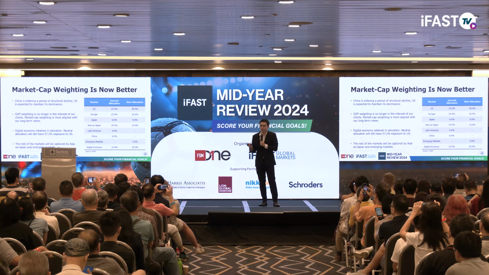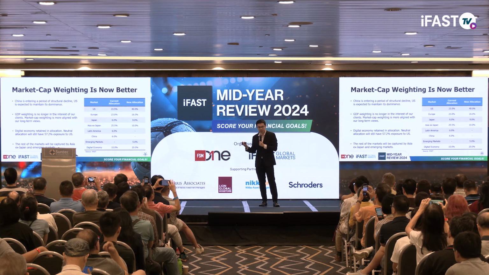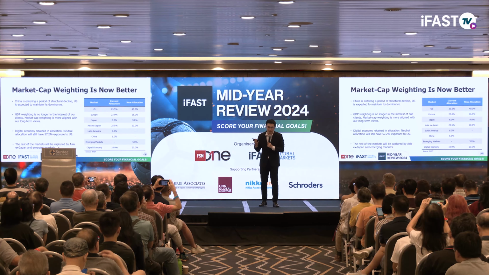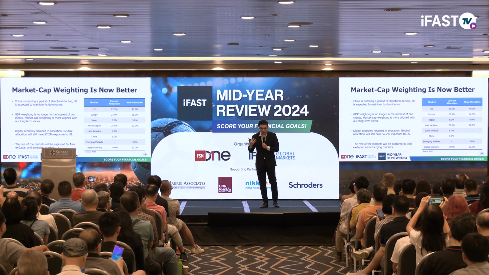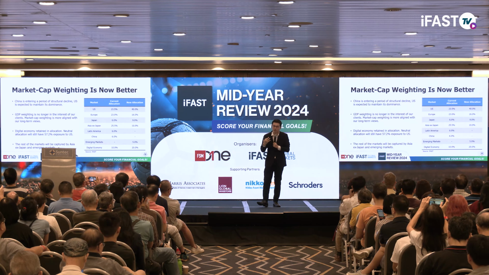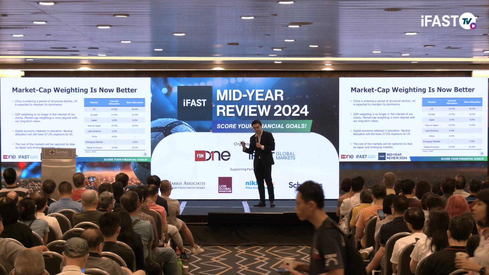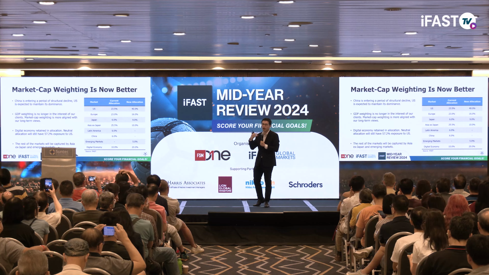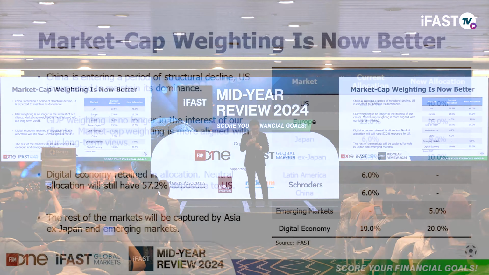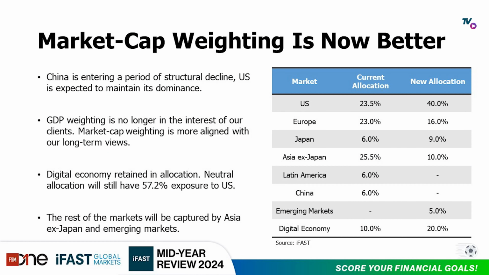So if we are switching away from GDP weighting, what would be the alternative? The alternative is actually market cap weighting. Market cap weighting will result in our portfolios being substantially invested in the US and not so much in China, which from our point of view, is more aligned with our long-term market views. So if you look at this table over here, you will be able to find our new allocation. This new allocation is actually based on market cap weighting with some modifications.